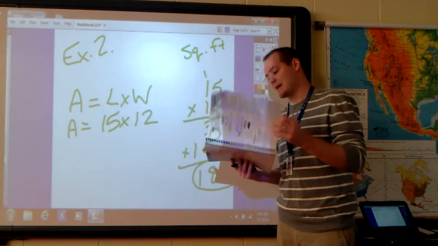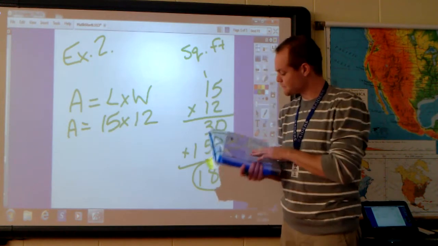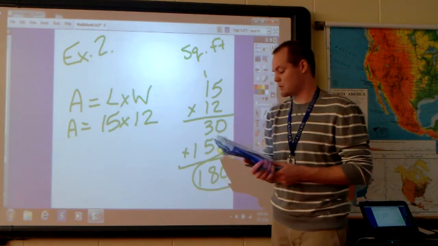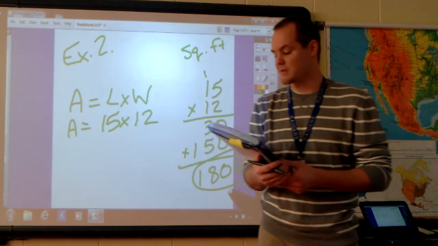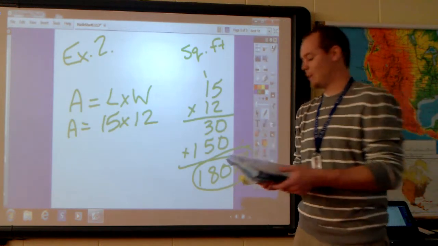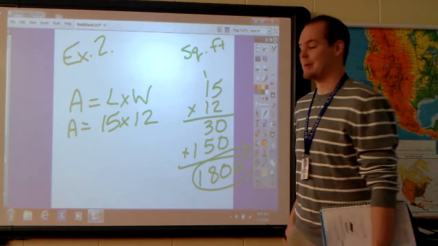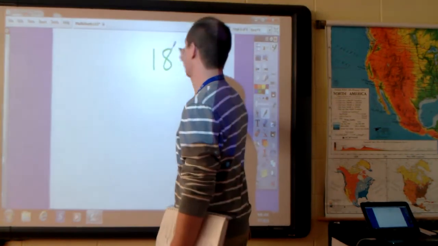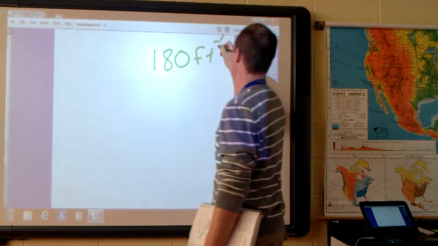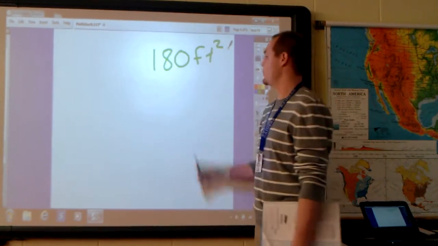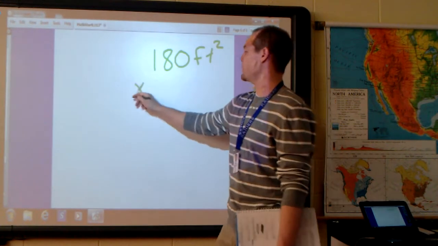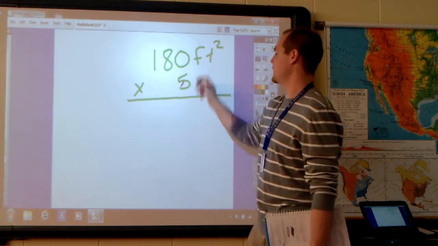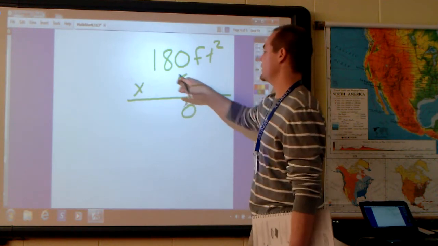Okay, let's see if it asked us how much it would cost. It does say at the bottom, analysis, the carpet Mrs. Jackson chose costs $5 per square foot. How much will the carpet cost? My carpet was a lot cheaper than that. But if we have 180 feet squared of carpet, we need to multiply that by $5 a square foot, and we'll get our answer of how much money she spent on this carpet.